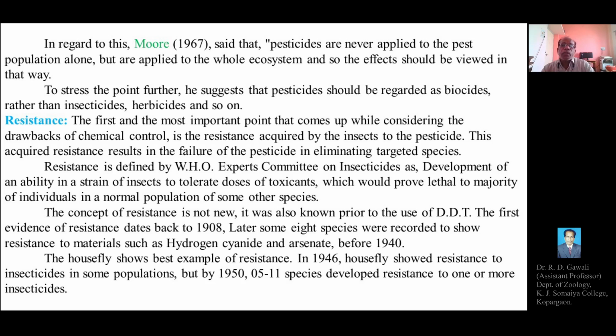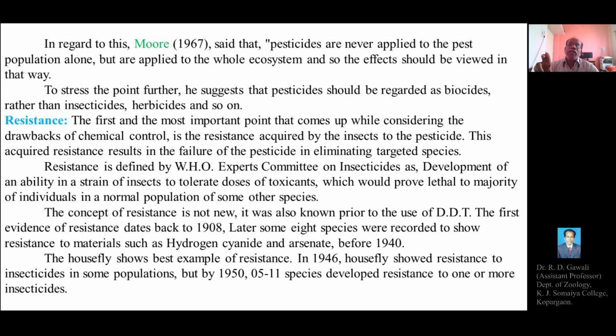Later, some 8 species were recorded to show resistance to materials such as hydrogen cyanide and arsenates before 1940. The housefly showed the best example of resistance in 1946. Housefly showed resistance to insecticides in some populations, but by 1950, 5 to 11 species developed resistance to one or more insecticides.